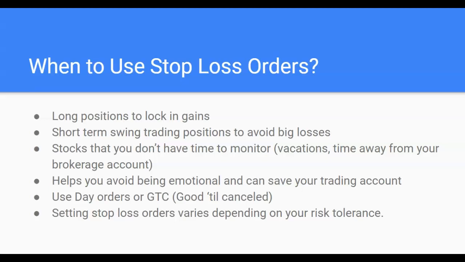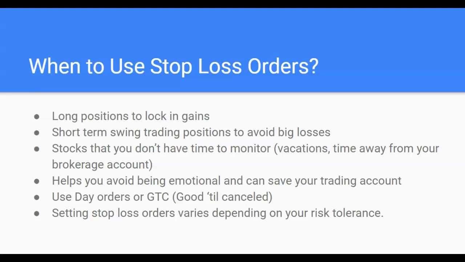So let's say you buy a stock and then you don't have time to really monitor things. Maybe you're going to be away from your computer or your phone for a long time. It's a good tip. Okay, and also it helps you avoid being emotional and can save your trading account, guys.